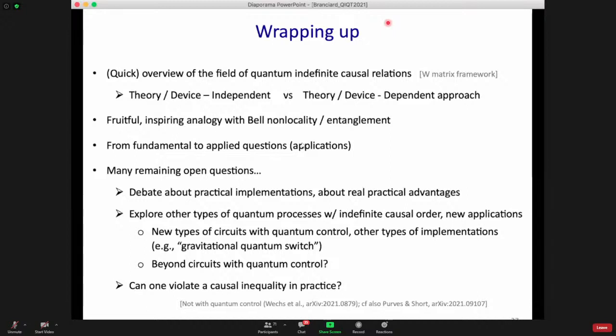Thank you. Maybe I have a question. You shifted from device independent to device dependent. What exactly is the difference? What additional assumption did you introduce in the device dependent scenario?